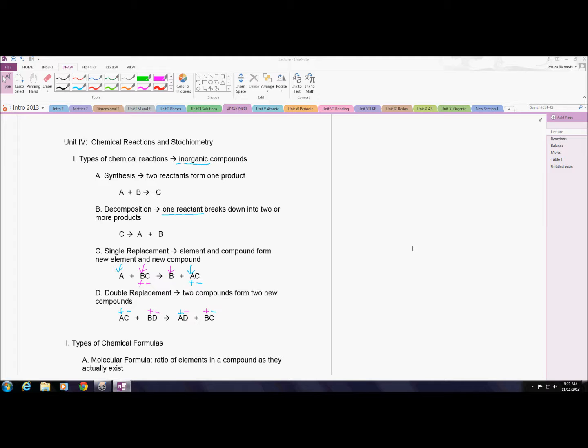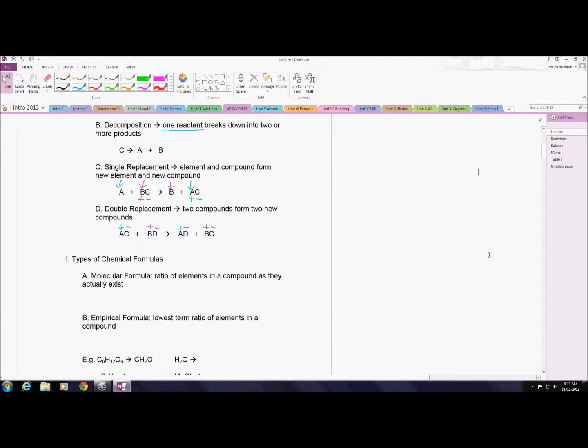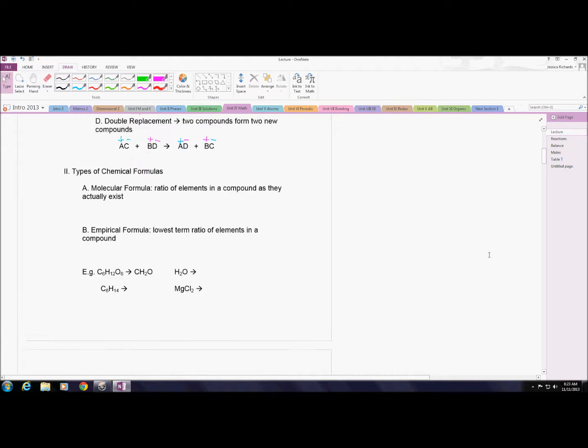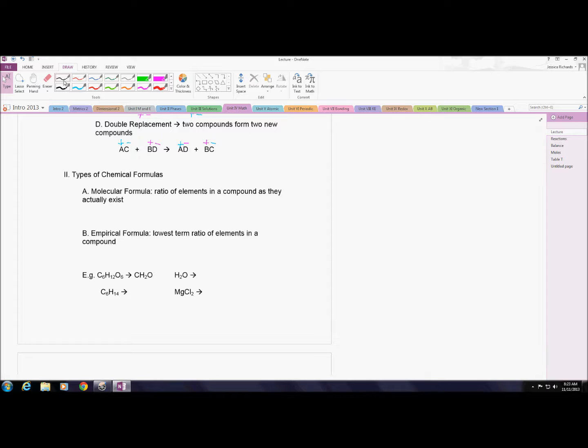Along with types of reactions, we're going to have different classifications for the formulas themselves. So there's 2 big classifications that you need to know, molecular formulas versus empirical formulas. Molecular formulas are how these things actually exist. So when you have water, water is H2O. It is 2 pieces of hydrogen to 1 piece of oxygen. Or sodium chloride is NaCl. 1 piece of sodium to 1 piece of chlorine.